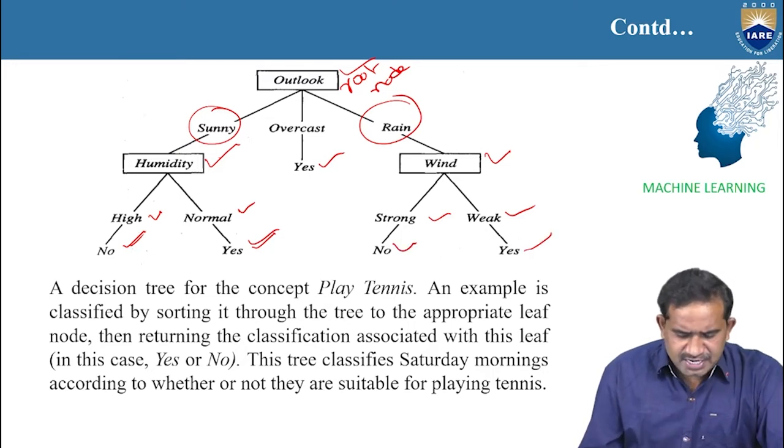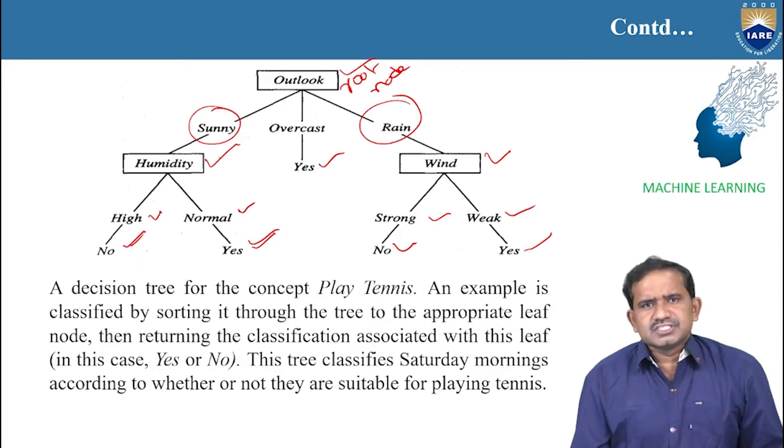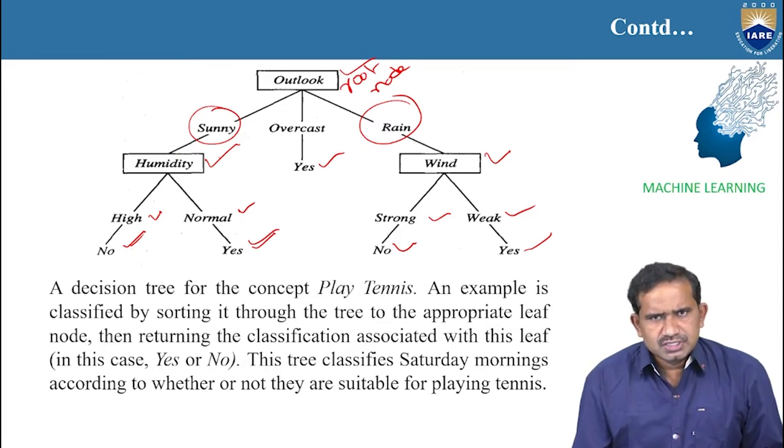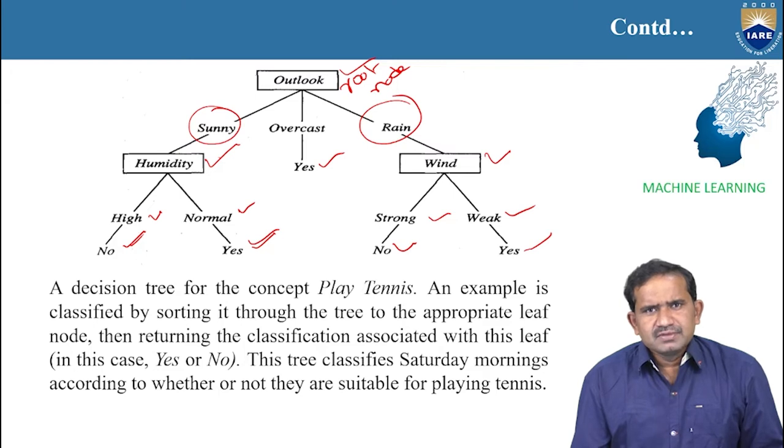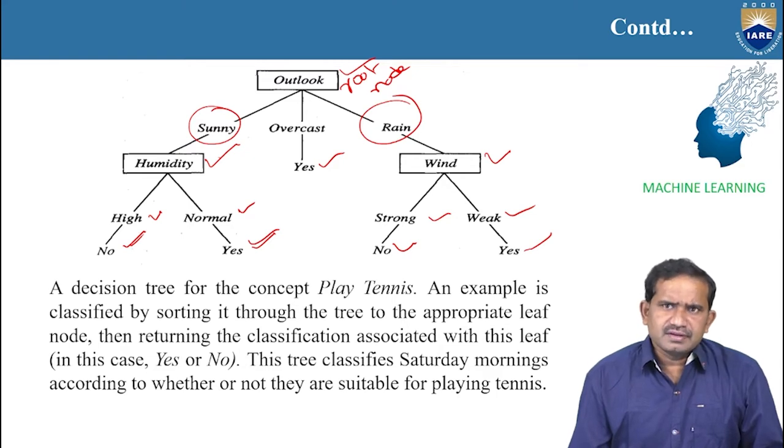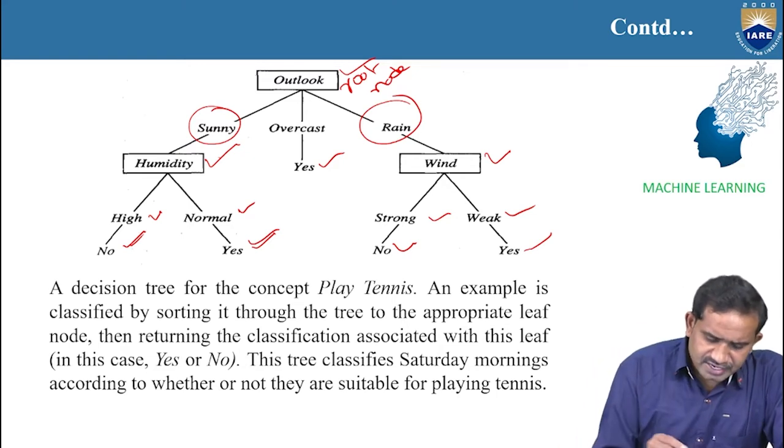We are mainly focused on two attributes, which means two decisions. Before we start the game, we can decide whether to play based on some weather conditions. The first one is checking the weather conditions: sunny as well as rainy. From sunny, we check the humidity. From rain, we check the wind conditions.